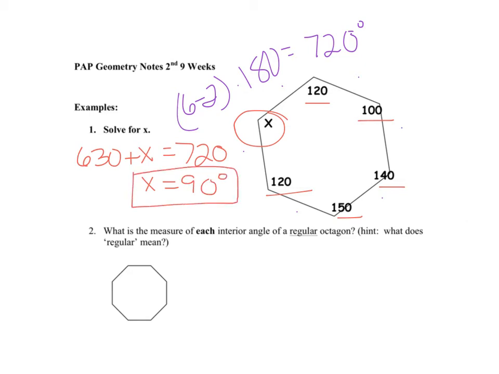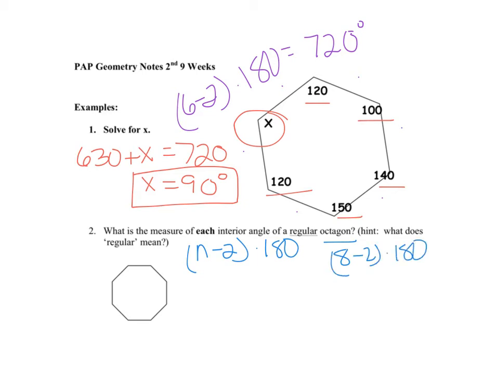The next question said, what is the measure of each interior angle of a regular octagon? What does regular mean? Regular means that they're all the same exact measurement. So far we've only had the formula for the sum. The formula for the sum is n minus 2 times 180, where n is the number of sides. If we're talking about an octagon, the sum would be 8 minus 2 times 180.